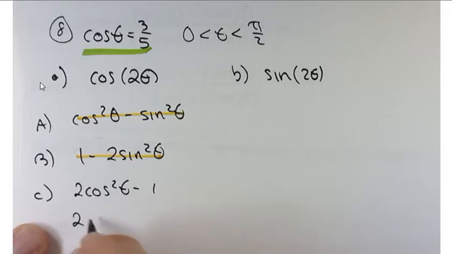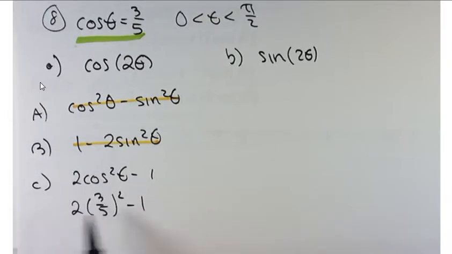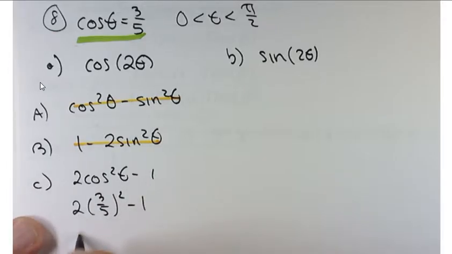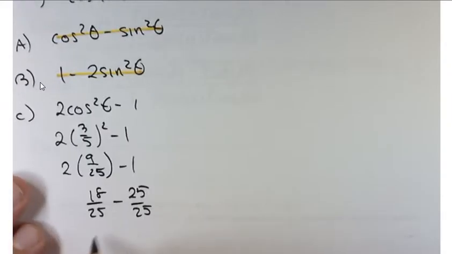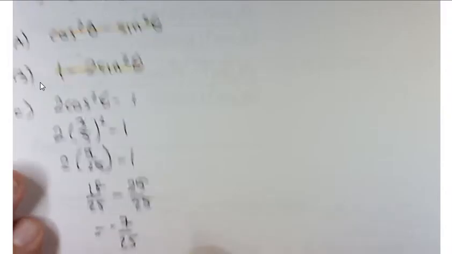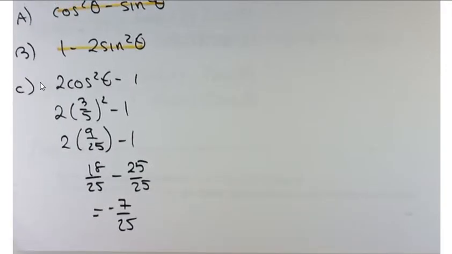It's going to be 2 times (3/5) squared minus 1. Now remember, it's not the cosine of 3/5. Cosine of theta is 3/5. So don't write cosine of theta, cosine of 3/5. So that's 2 times 9/25, or 18 over 25 minus, let's write that as 25 over 25, gives me negative 7/25. Yay. So there's the cosine of twice that angle.